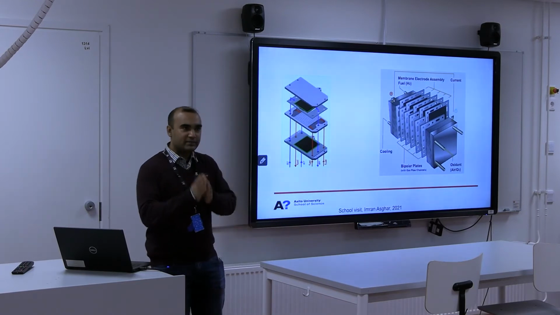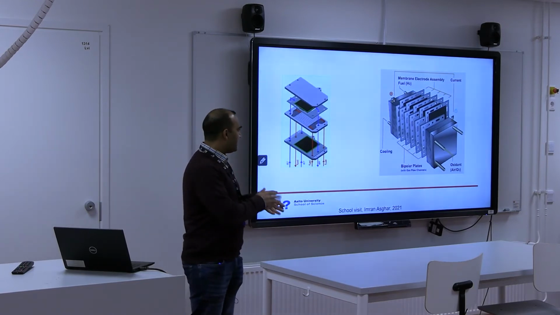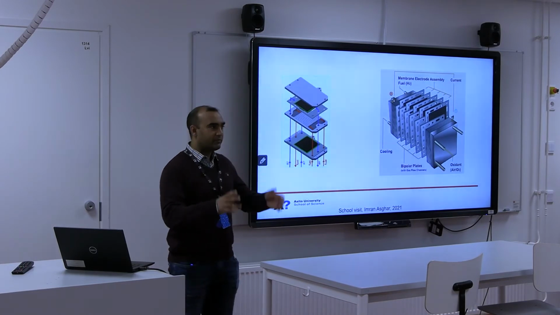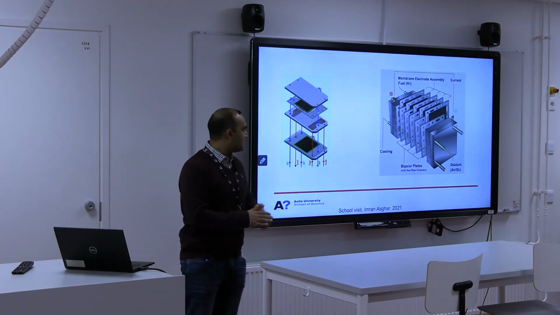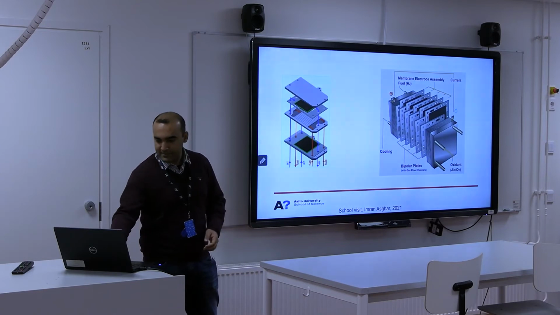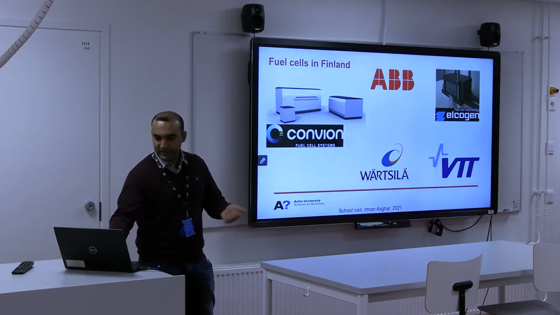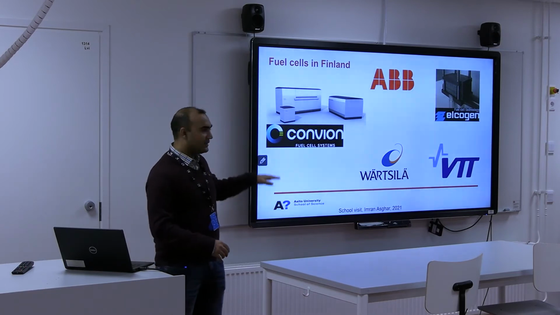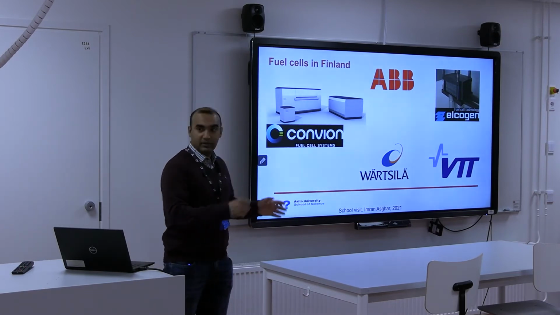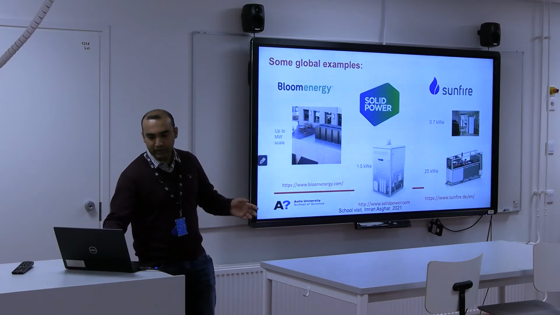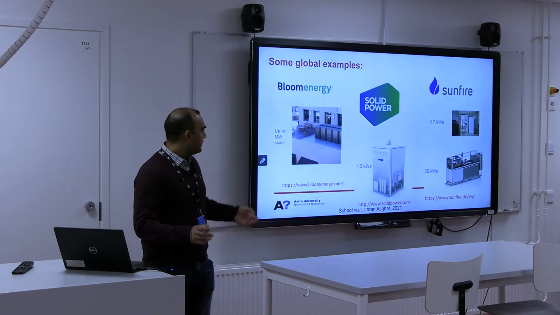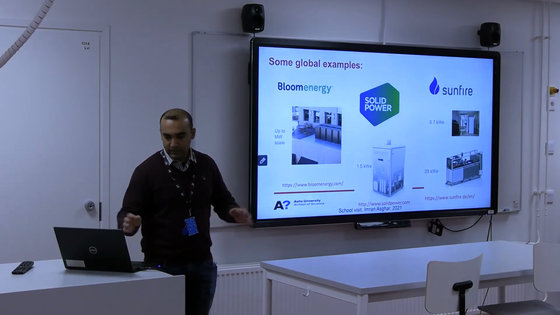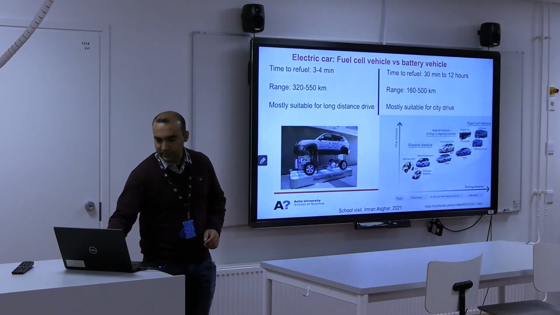So then we have lots of cells that we put in series, make stacks, and from stacks we make fuel cell systems. So that's generally how we build the systems. Okay, lots of companies, VTT is doing research on this, then ABB are working on it, Convion are selling fuel cell systems in Finland, Elcogen are making cells and also stacks. So these are in Finland, and then there are really big players in the world, building systems in really huge sizes. So all those things are there. So I skipped that part.